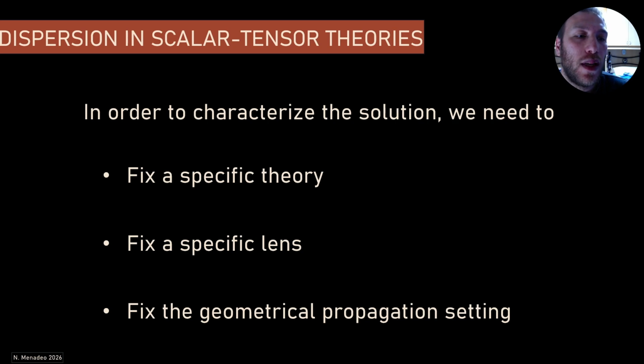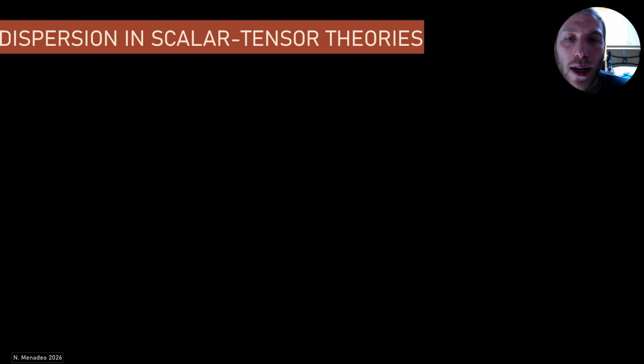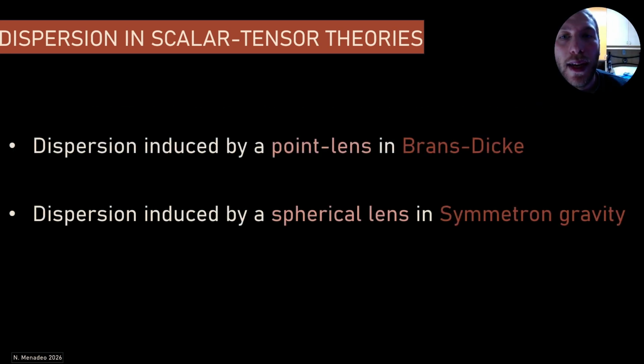And in this case, we need to specify the theory, specify the lens, and the geometrical propagation setting. So now we are going to describe two concrete examples we studied. The first one is the dispersion induced by a point lens in Brans-Dicke gravity, which was the first example studied in this line of research. The second one is the case of a spherical lens in symmetron gravity.